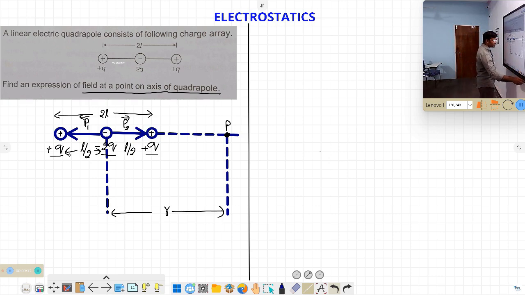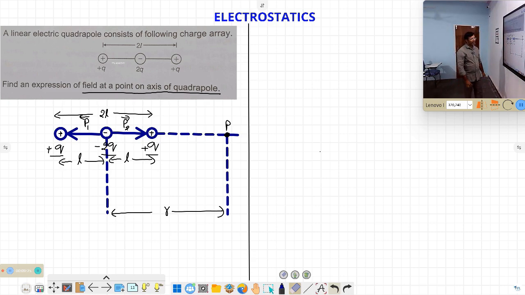So the total is 2L. Total is 2L means, what is the length from one of the charges? From one of the charges the length is L, and from the center it is also L. Now from the diagram, I can write the distance of the positive charge from the point. First this q, what distance is it? The total distance of the point from the center of the dipole is R, and this charge is at a distance of R minus L.